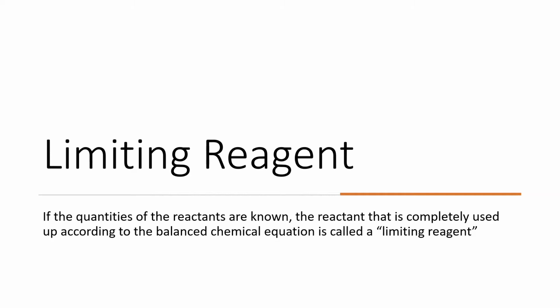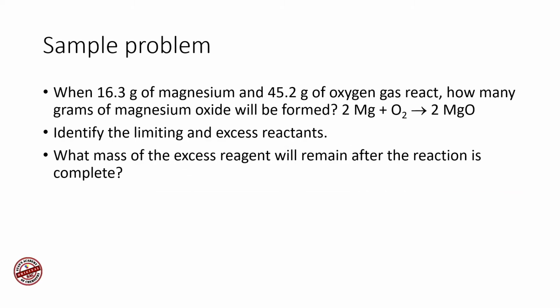So let's look at a problem. So here is a sample problem. When 16.3 grams of magnesium and 45.2 grams of oxygen react, how many grams of magnesium oxide will be formed? The reaction is between magnesium and oxygen to produce magnesium oxide. In this problem, we have to identify the limiting reagent and the excess reagent, then determine the amount of unreacted excess reagent that is available in the reaction mixture.